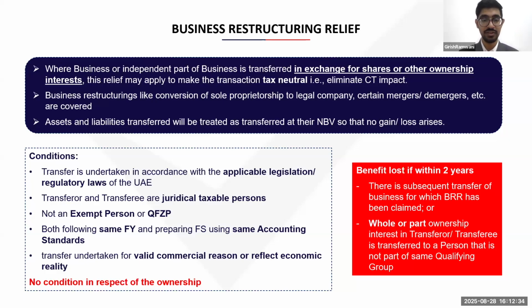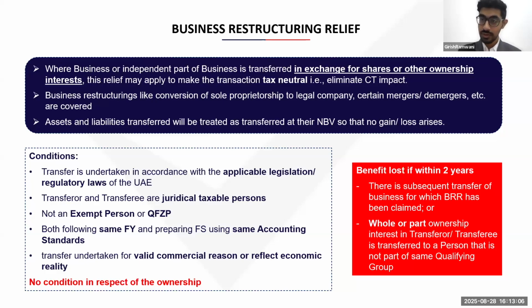The next condition is that you should have undertaken such a business restructuring for valid commercial reasons. You should be able to substantiate the business rationale behind undertaking such a transaction. It must reflect economic reality. Such transactions should not have been undertaken just for the purpose of avoiding any kind of taxes. In that case, the business restructuring relief would not be available. Therefore, it is important that you should be able to substantiate the commercial reason for undertaking the business restructuring.